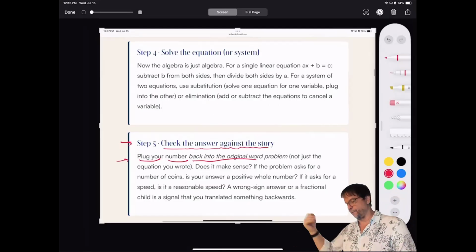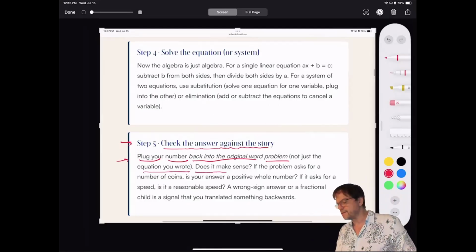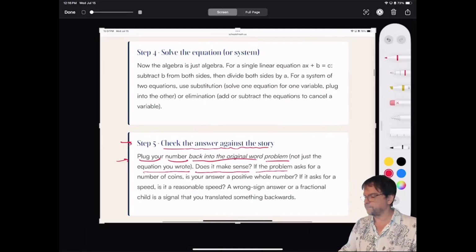Plug your number that you found back into the original word problem, not just the equation you wrote. Okay? Does it make sense? In fact, it is in the equation that you wrote. If the problem asks for a number of coins, is your answer a positive whole number?